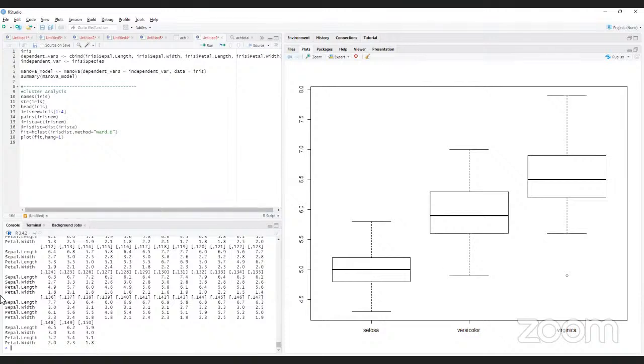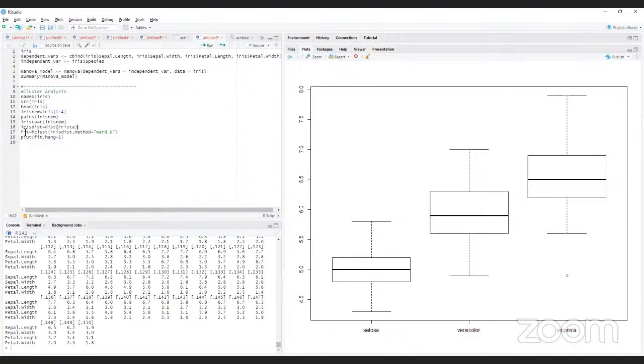Next, I have calculated the distance. For that reason, IRIS dist equal to dist and within bracket IRIS TA. That means IRIS dist will be the distance matrix. So next, I have written fit equal to H class. H class means hierarchical cluster analysis. And here I am following the Ward method, Ward D.